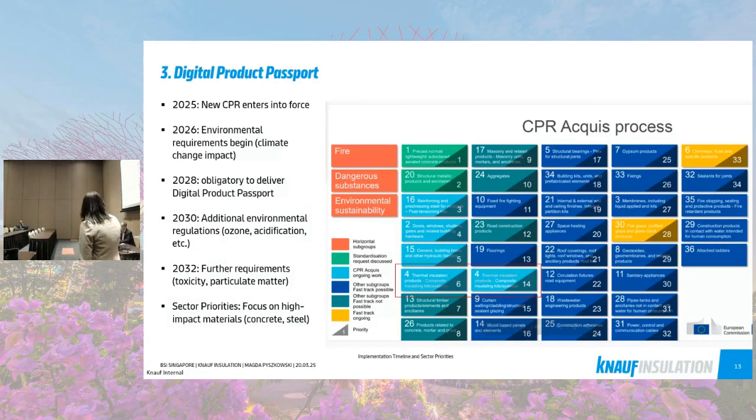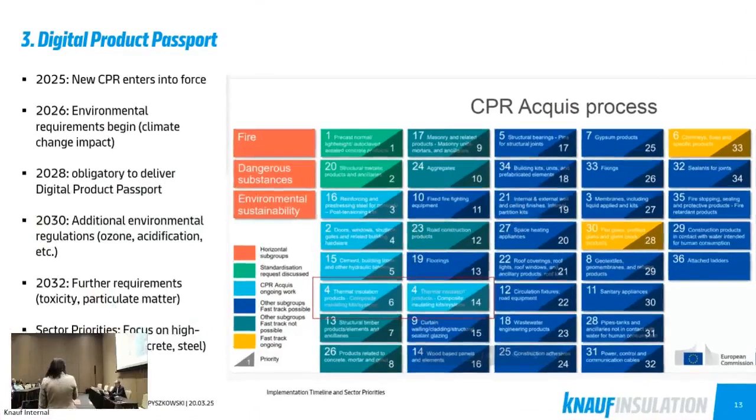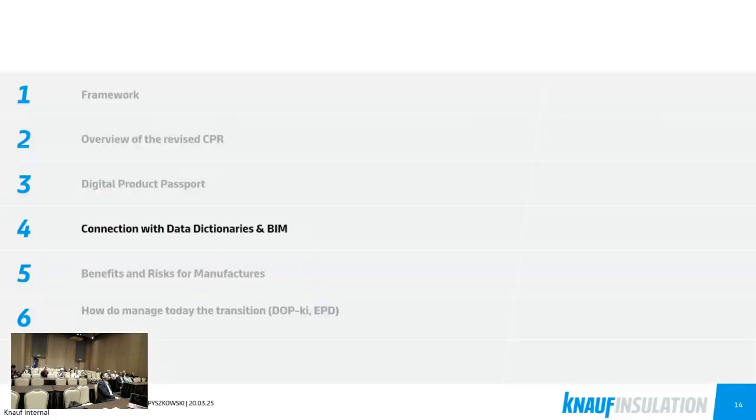Yeah, so in connection with the data dictionary, this is the construction product regulation process. For us, it's important as insulation because you can see different priorities. Different parts of the products have different priorities. We are a priority here, thermal insulation, so 6 and 14. So we are quite concerned, and we know about this. This is a good message. And we need to do something with this, right?